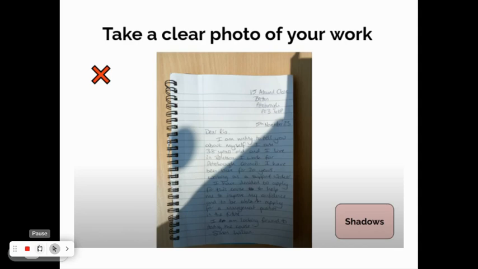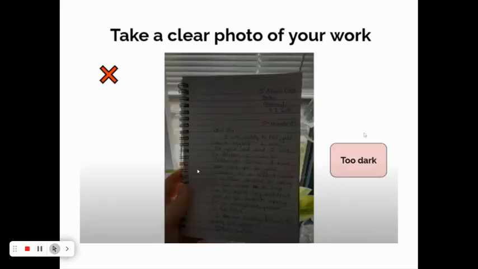Also, just be aware of things like shadows and glare. It can be very hard to mark work that is too bright or is too dark. And so try to keep your work, photograph your work in a neutral environment. And here's just another example of work that is too dark. It can be very hard for us to focus on what you've said there because we're trying to work out what's going on in this darkened page. So once again, it's just being aware of the quality of your photograph or scan.